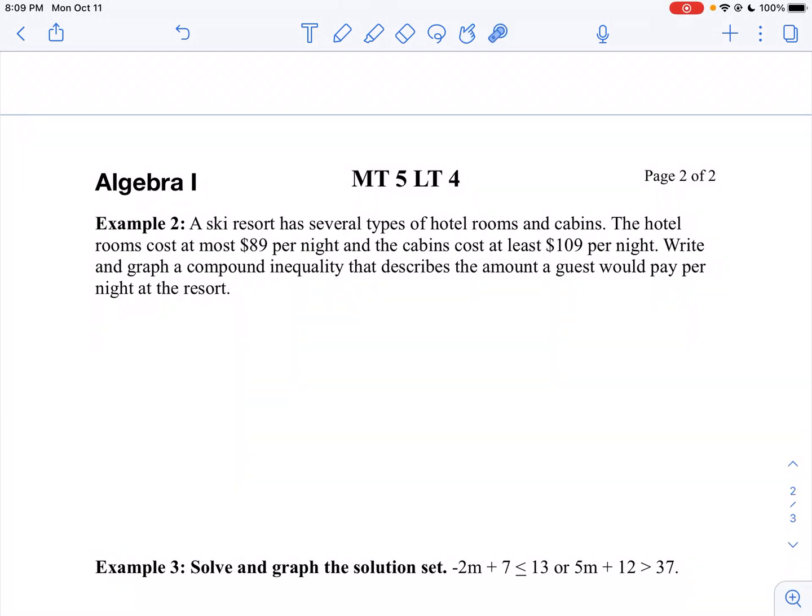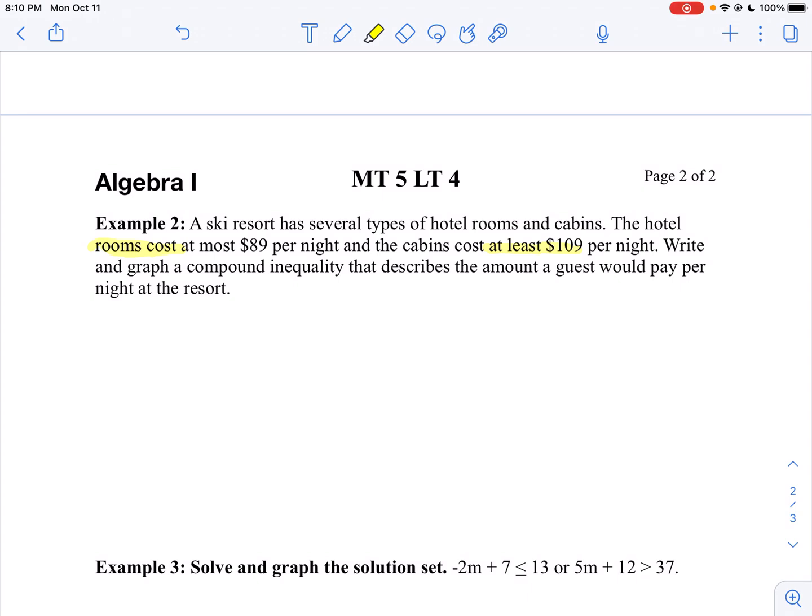Here we have an application problem. It says a ski resort has several types of hotel rooms and cabins. The hotel rooms cost at most $89. That's important, at most. So they're $89 or less. And the cabins cost at least $109 per night. So we have that word at least, which means greater than or equal to, right? Write and graph a compound inequality that describes the amount a guest would pay per night at the resort.